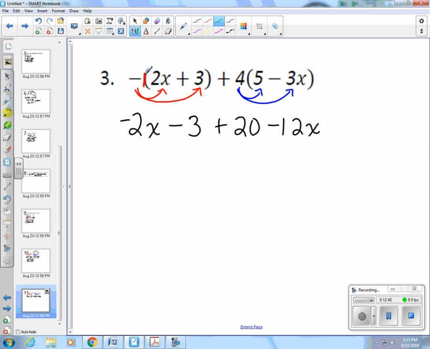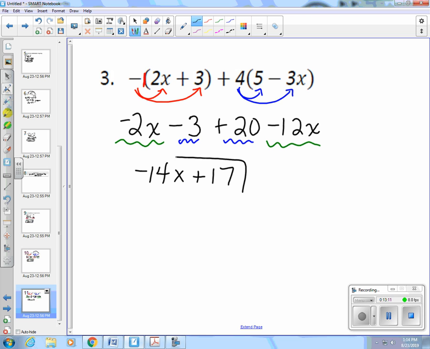So now we are looking for our like terms. Negative 2x, negative 12x. They each have an x raised to the first power. Adding them together gives us a negative 14x. You're just adding their coefficients. And then we've got our negative 3 and positive 20 being added together, which is a positive 17. That is our final expression for our answer.